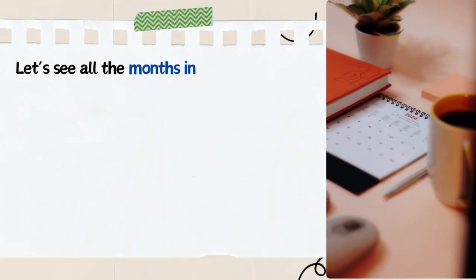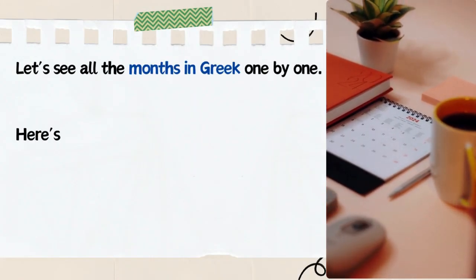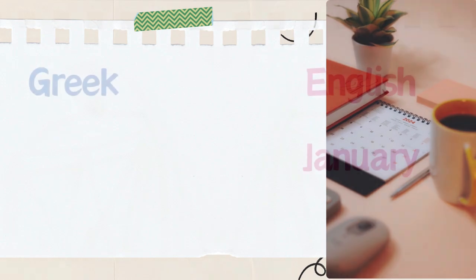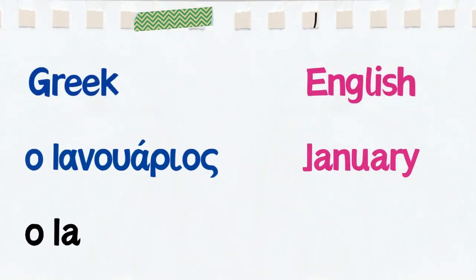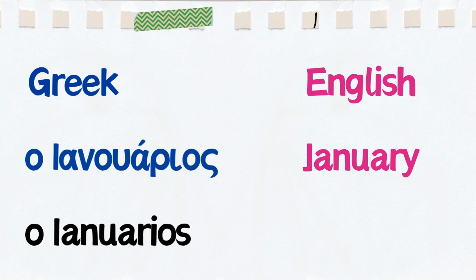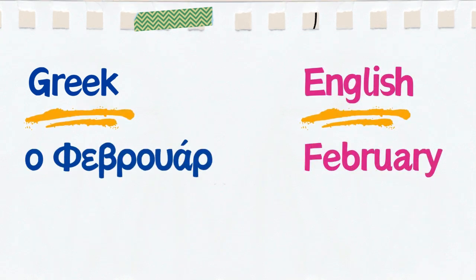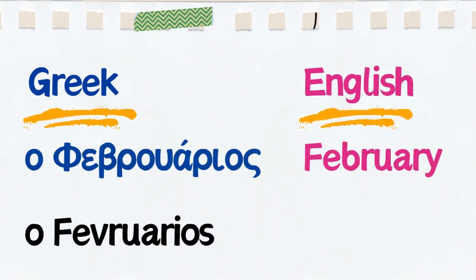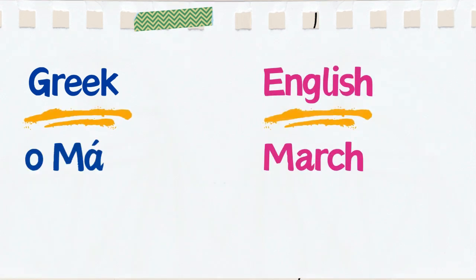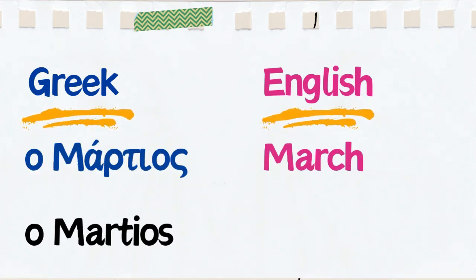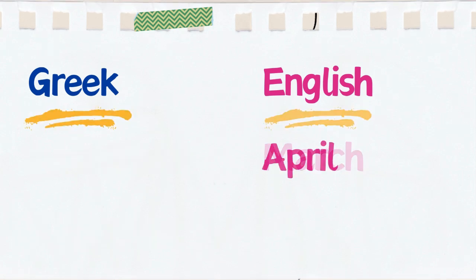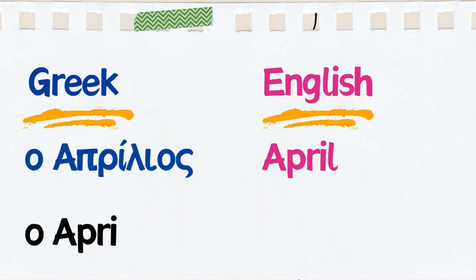Let's see all the months in Greek one by one. Here's the list. Ο Ιανουάριος, ο Φεβρουάριος, ο Μάρτιος, ο Απρίλιος.